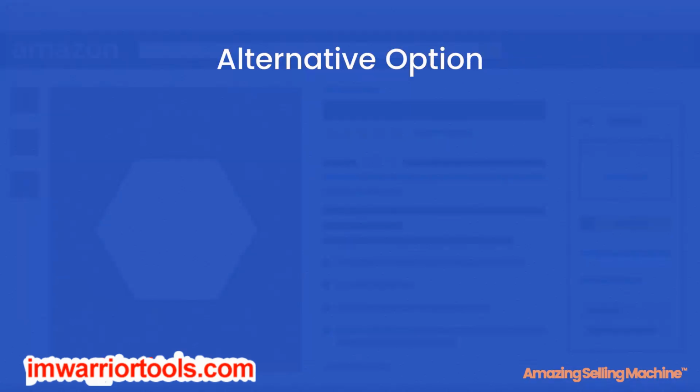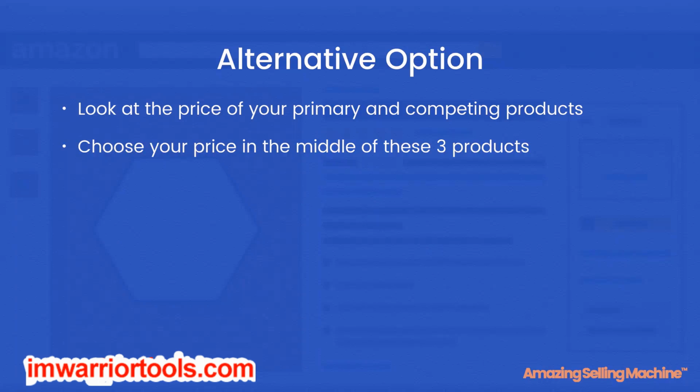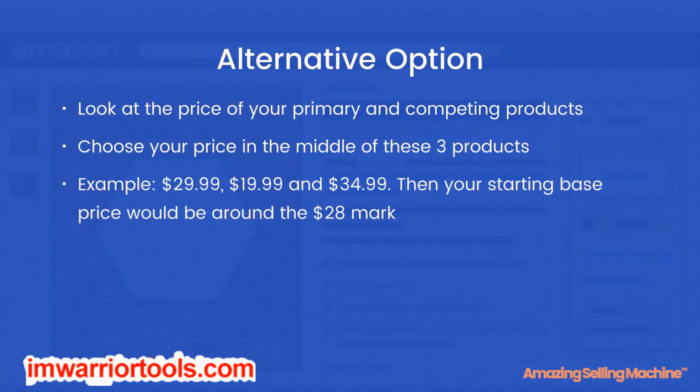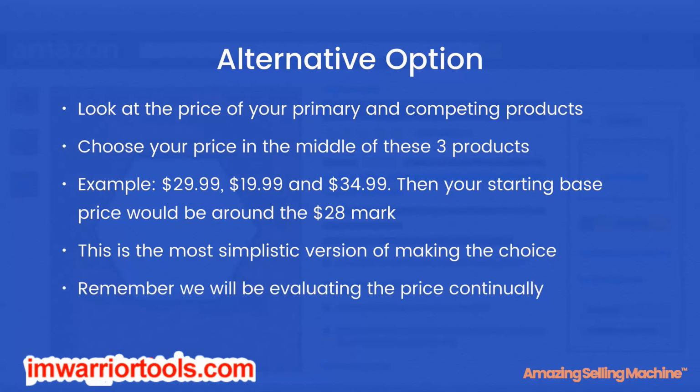An alternative option: look at the price of your primary and competing products. Choose your price in the middle of these three products. For example, if the products were $29.99, $19.99, and $34.99, then your starting base price would be around the $28 mark. This is the most simplistic version of making the choice. So if you find this easier than calculating your profit margin, then by all means use this method. And remember, again, we will be evaluating the price continually as your product continues to make sales.